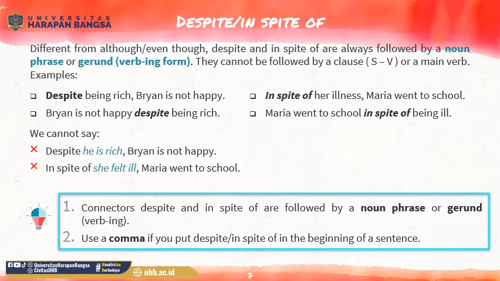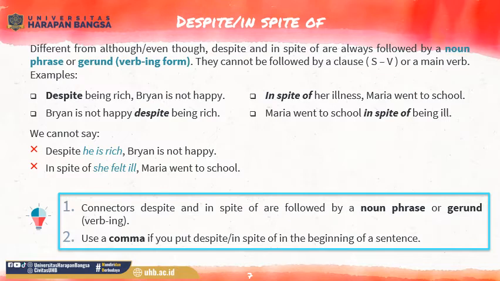So it's clear ya, sudah jelas kalau despite atau in spite of hanya diikuti oleh noun phrase atau gerund, tidak pernah diikuti oleh klausa, yaitu subjek ditambah verb. So we cannot say despite he is rich, Brian is not happy. Kita tidak bisa bilang despite he is rich. Karena he is rich adalah klausa. Kalau kita mau pakai klausa, kita bisa pakai although atau even though. Jadi kalimatnya menjadi although he is rich, Brian is not happy.